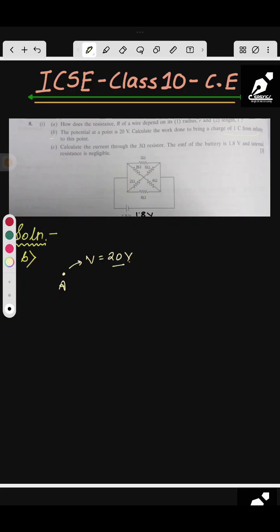Calculate the work done to bring a charge of 1 coulomb from infinity. Suppose this point is our infinity. From infinity, we bring a charge to A, and the charge is given as 1 coulomb. So we are asked to find the work done in bringing the charge of 1 coulomb from infinity to A. There is a direct formula to calculate this. The formula states that work done is equal to charge into potential difference.